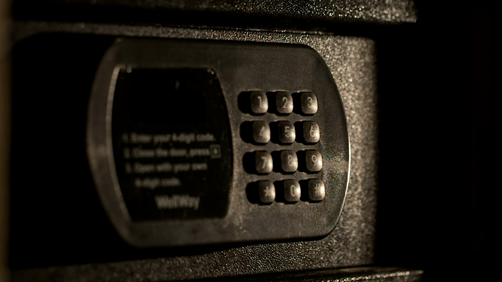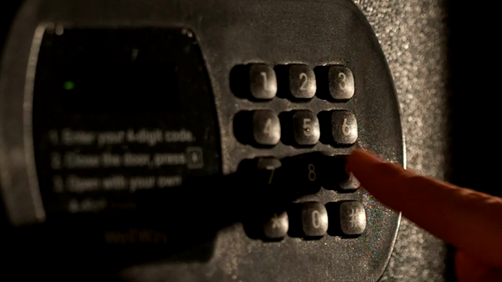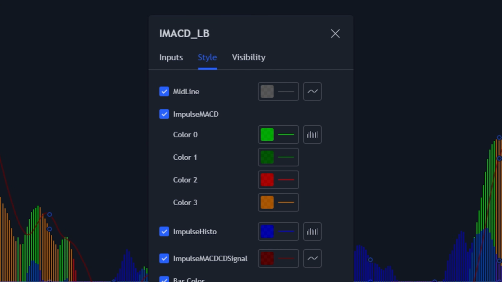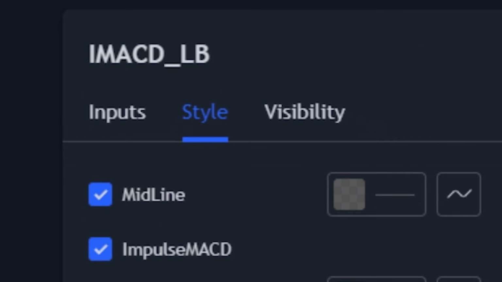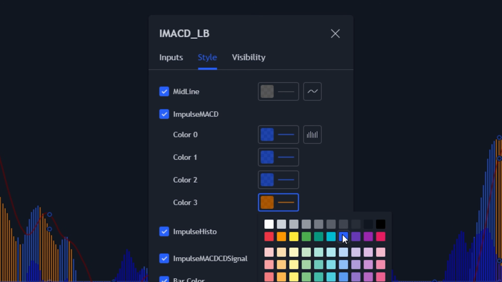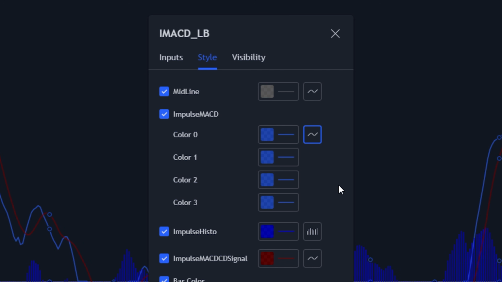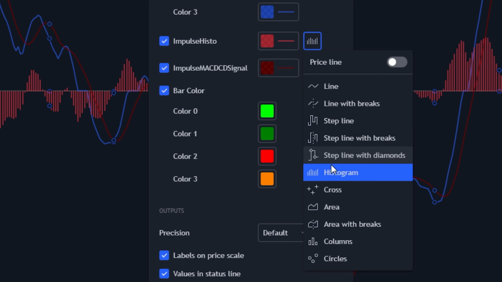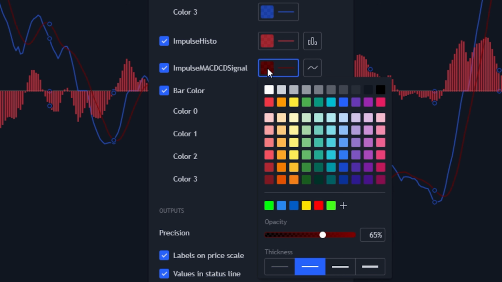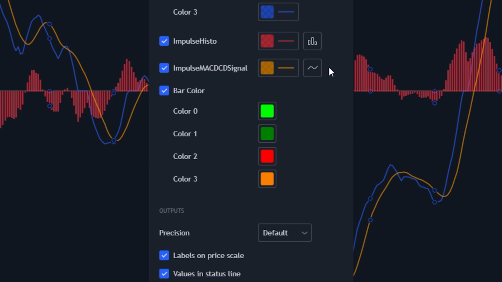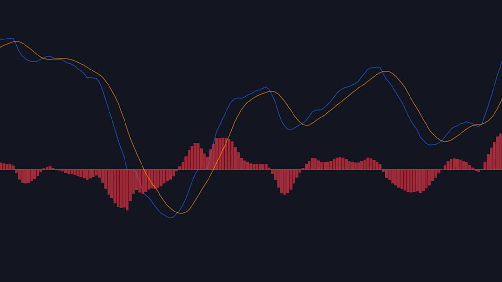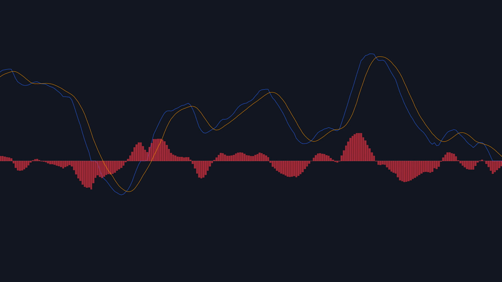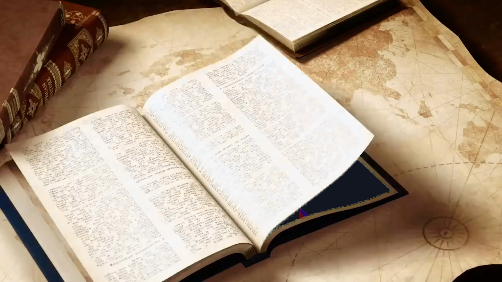Let me show you the settings I personally use so it's just a tad bit easier to read. Go to the settings of the indicator, make sure you're on the Style tab. First, change all these colors to blue, then make sure to change the formatting to align. Next, change this Impulse Histo setting to red and make sure the formatting is set to columns. Then finally, we are going to change the color of the Impulse MACD signal to orange. This will make the indicator look just like the original MACD indicator and make it a lot easier to read the signals. So let's move on how to read this indicator, and then after that I'll go over an actual strategy you can implement and use right now.